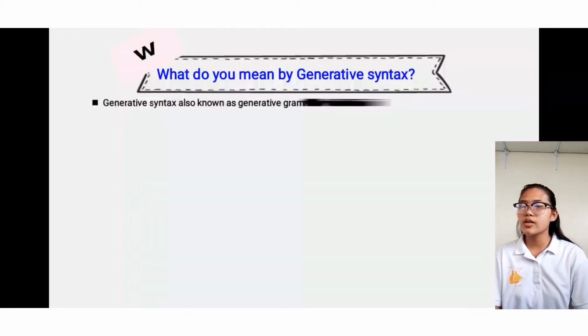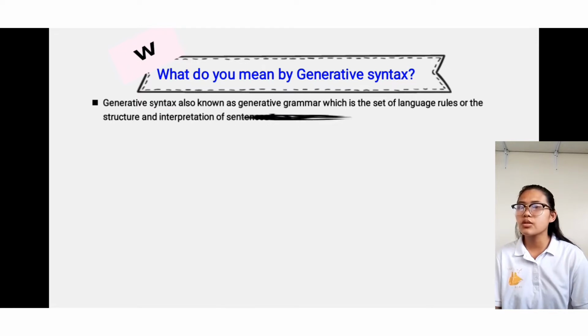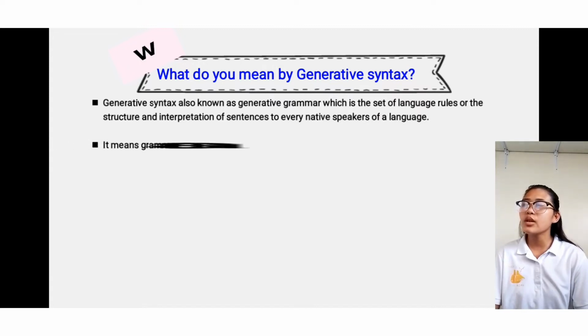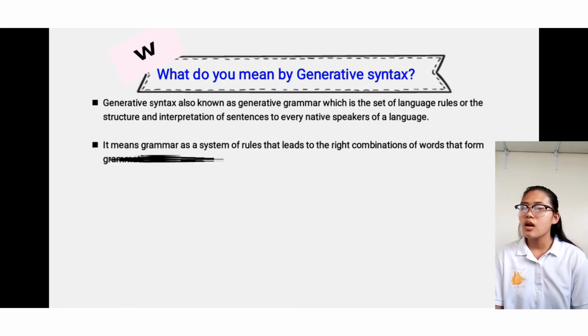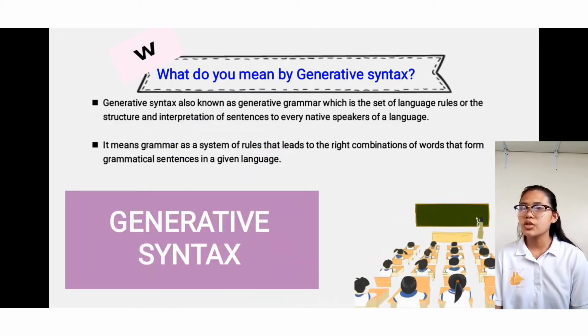Generative syntax, also known as generative grammar, is the set of language rules or the structure and interpretation of sentences to every native speaker of a language. In another definition, it means grammar is a system of rules that leads to the right combinations of words that form a grammatical sentence in a given language.